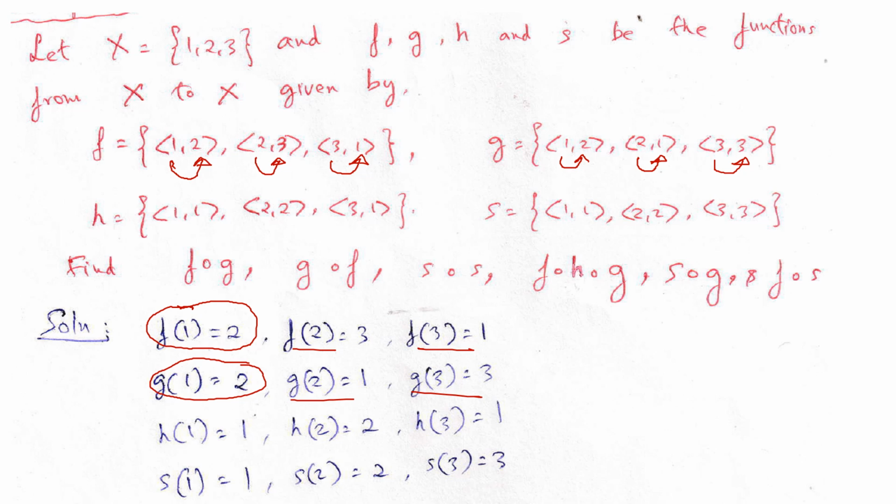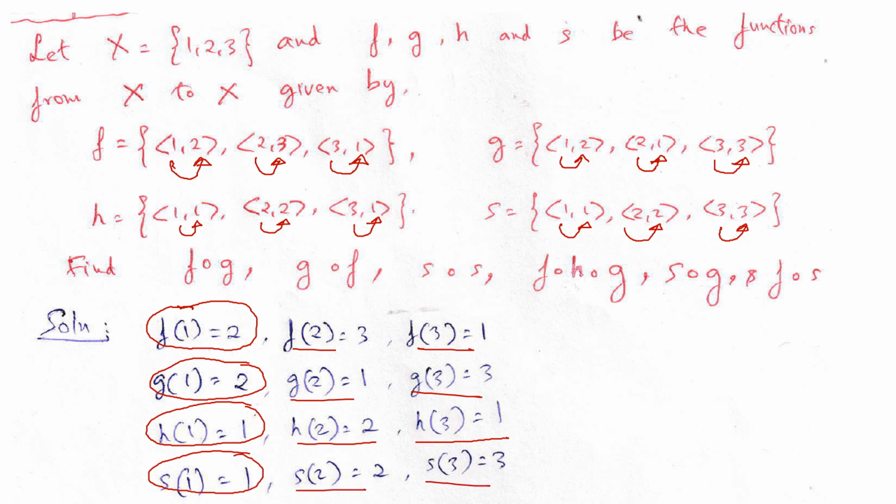Similarly, you see the next one, h. h of 1 is 1, h of 2 is 2, h of 3 is 1. Accordingly we have written these. Coming to the last one, s of 1 is 1, s of 2 is 2, s of 3 is 3. So we are able to write the last statement here. For every problem this will help. It depends on the question what is asked.